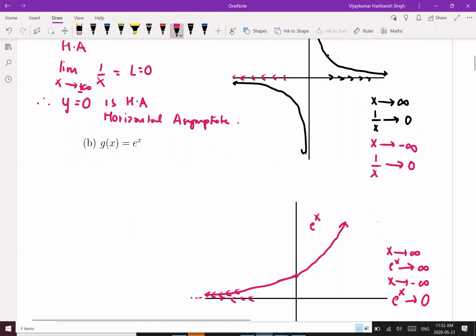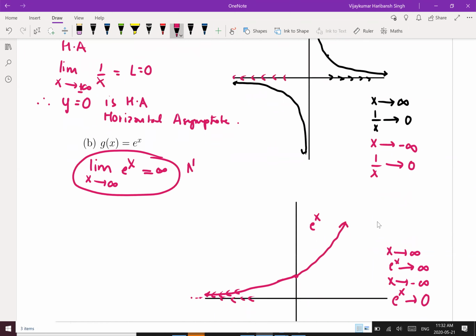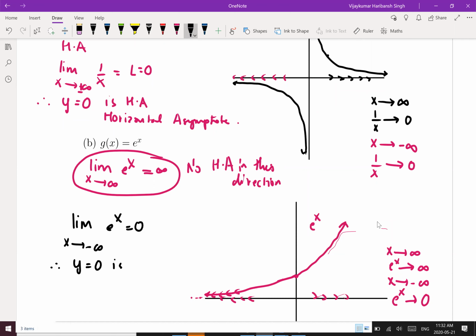In this case, although the limit as x goes to infinity of e to the x is not a fixed number, it is actually infinity, so this doesn't give you any horizontal asymptote in this direction. That means as x goes to infinity, f of x is not getting closer to any value. However, you see that the limit as x goes to minus infinity of e to the x is 0. So this would mean y equals 0 is the horizontal asymptote.